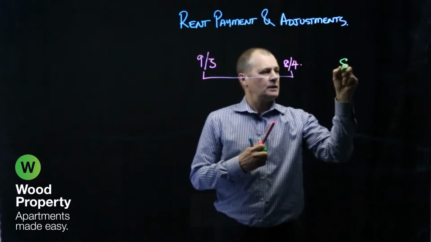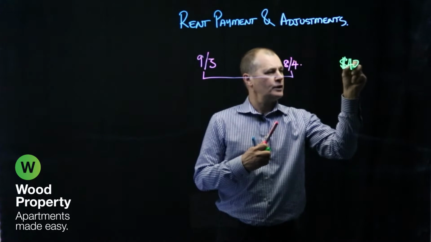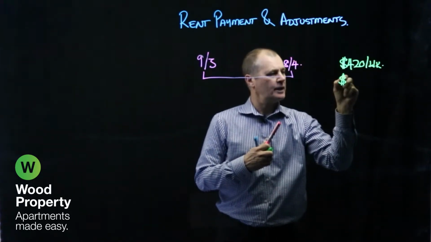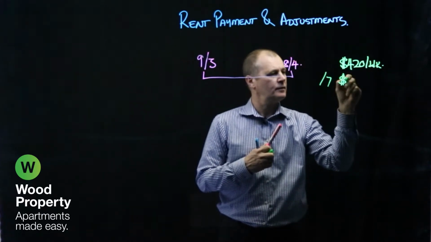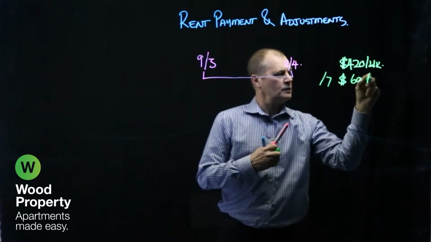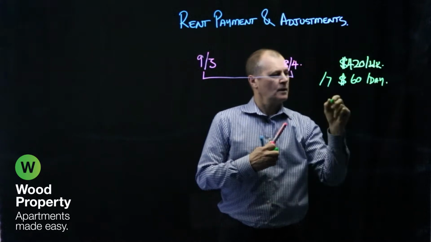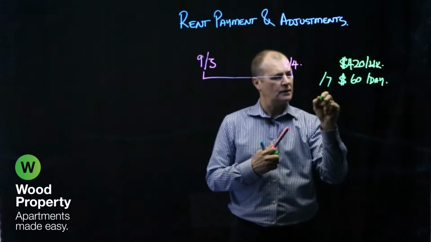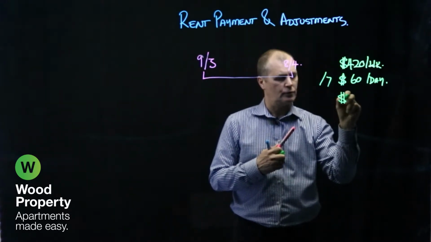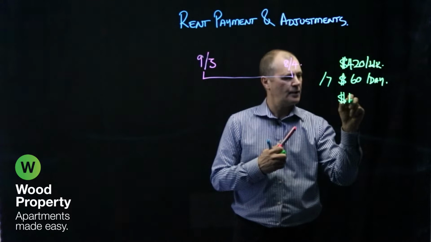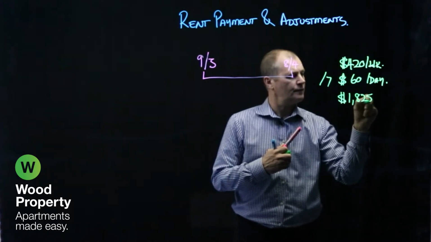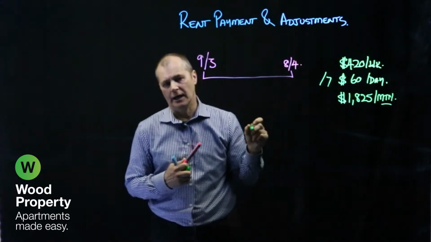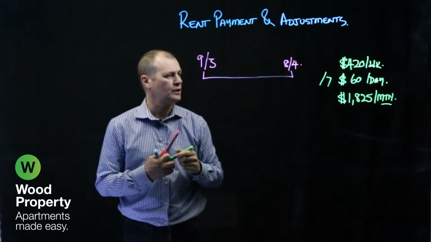Let's say that the rent is $420 per week. Now we need to know how much that is per day, which if you divide it by 7, will give you $60 per day. And we also need to know what that is per month, and if you multiply that by 365 and divide it by 12, it will give you a rent per month of $1,825 per month. You can do that calculation with any rent that you like for your situation.